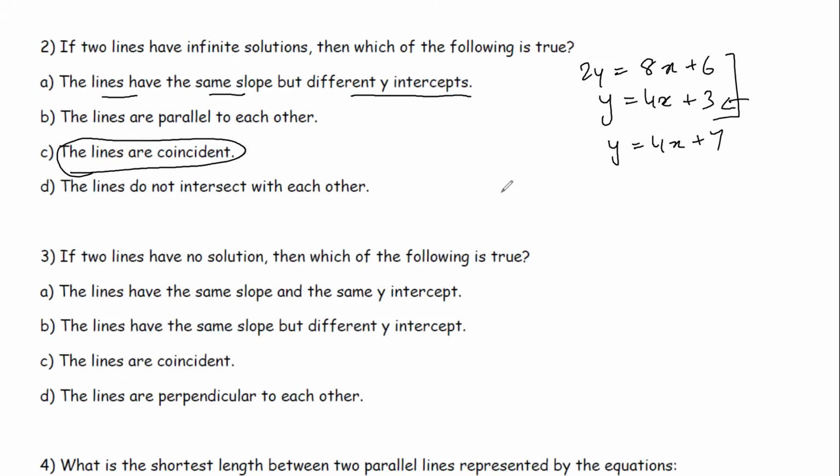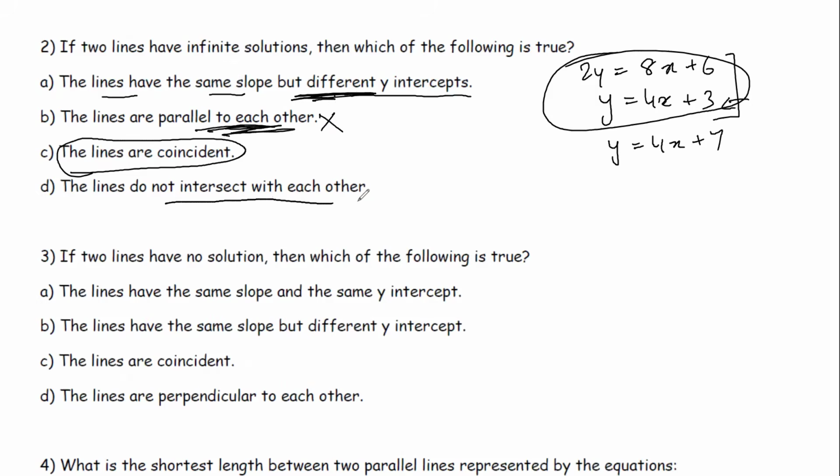So if two lines have infinite solutions, then which of the following is true? If they have infinite solutions, then the lines are overlapping each other. They are coincident to each other. It means that the equations are identical. Because they're identical, they're overlapping in each and every point, and hence they have infinite solutions. Right? So lines are parallel to each other? No. This is also parallel to each other. Same slope, different y-intercepts means it's parallel to each other. The lines do not intersect with each other. If the lines do not intersect with each other, then they're parallel to each other. So A, B, and D are the same thing. So by elimination also, you'd have got C as the answer.